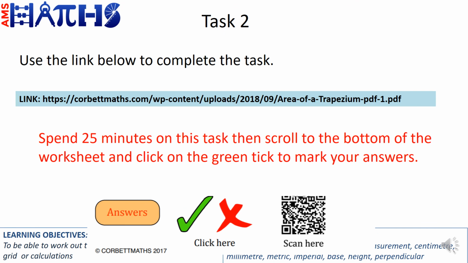Now we're on to task 2. So I'd like you to go to Show My Homework, follow the instructions for the task, spend no more than 25 minutes on the task, then scroll to the bottom of the worksheet, click on the green tick, and mark your answers. Once you're through with that, please send me photos of your work on Show My Homework for me to check and give you feedback. Thank you.